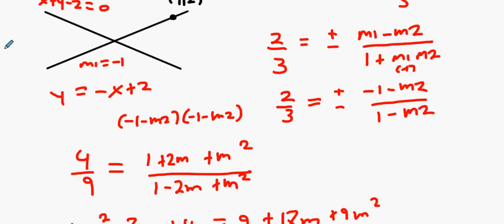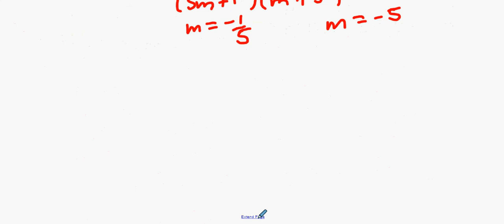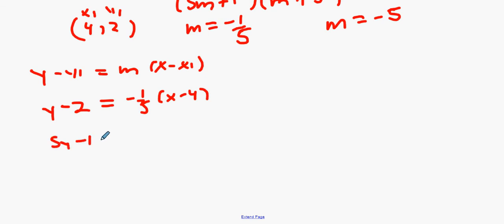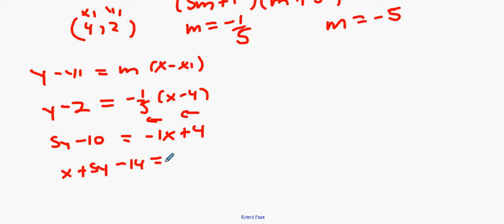Now, we got 4, 2 next, lads. So we have to do y minus y1 equals m into x minus x1. 4, 2. Okay guys, we get y minus 2 equals minus 1/5 into x minus 4. Then we cross multiply by 5, we get 5y minus 10 equals minus 1x plus 4. Move to the left, we have x plus 5y minus 14 equals 0.